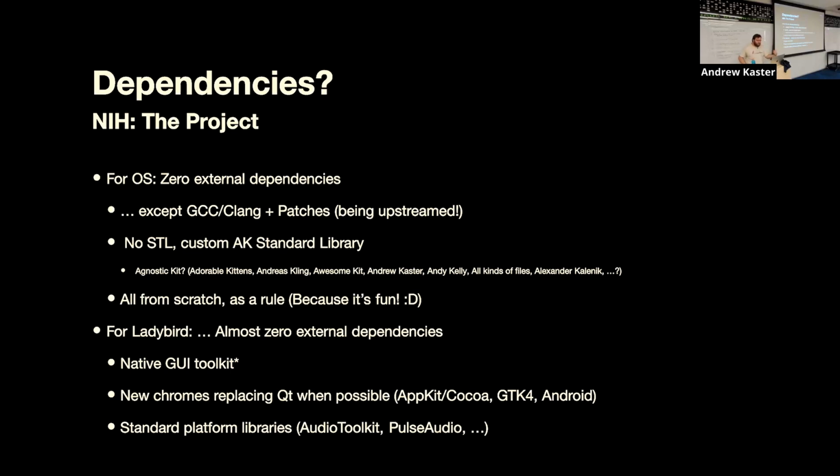And we are replacing Qt when possible with something more native. Of course, if you use KDE, then Qt is native, but we're adding GTK, we're adding AppKit and Cocoa, we're adding Android stuff. Eventually we'll add something for iOS, that sort of thing. And the dependencies that we have are the standard platform libraries, which is again a line that we can draw. We're using Pulse Audio, but we're not using libvorbis or ffmpeg or whatever else.